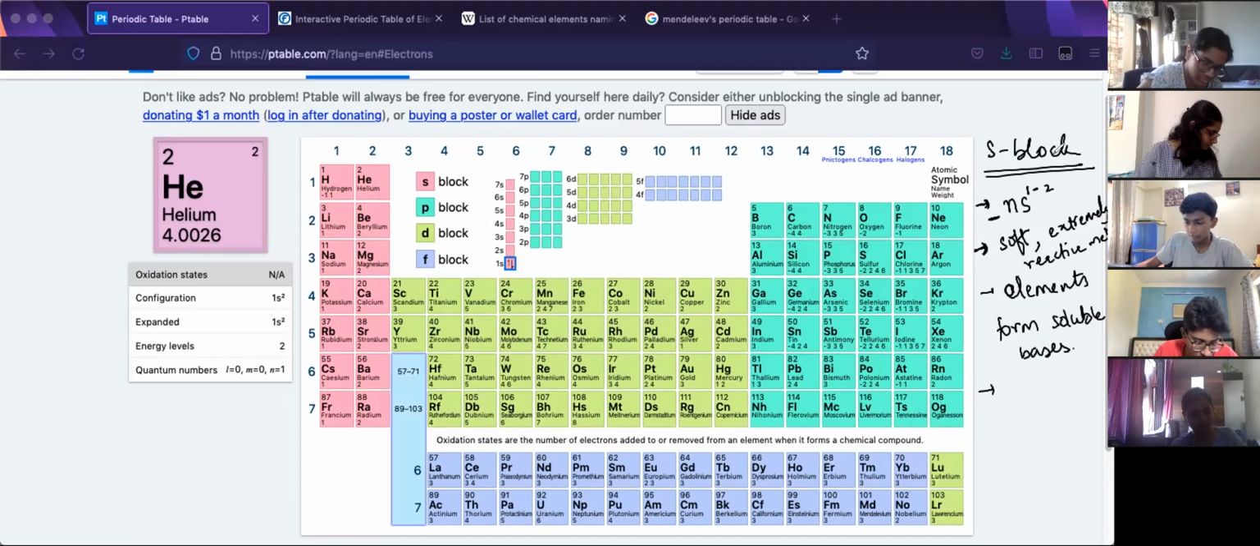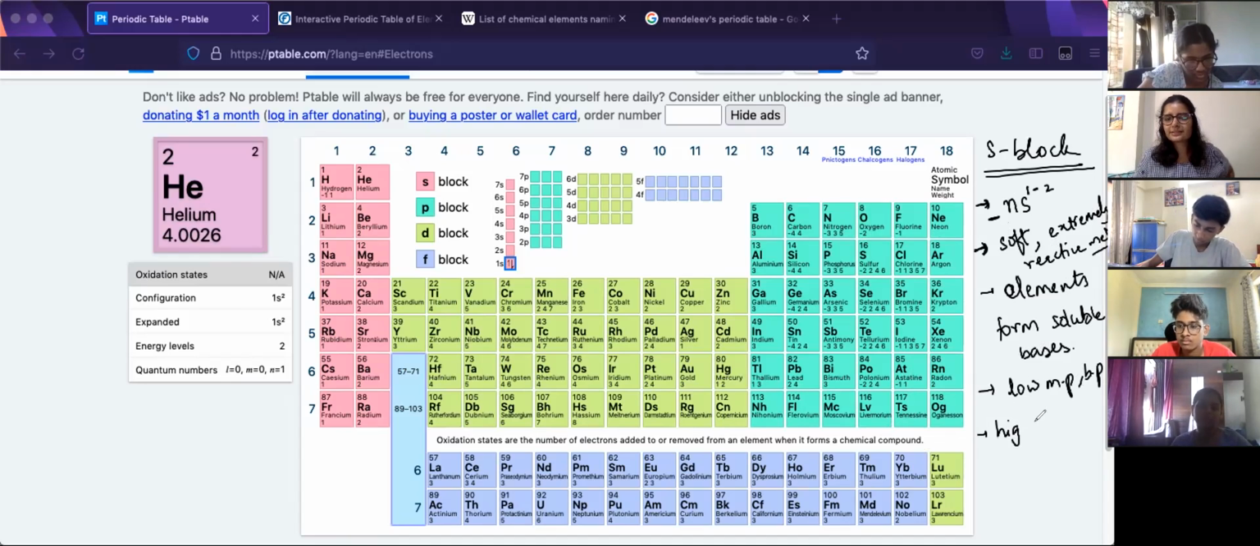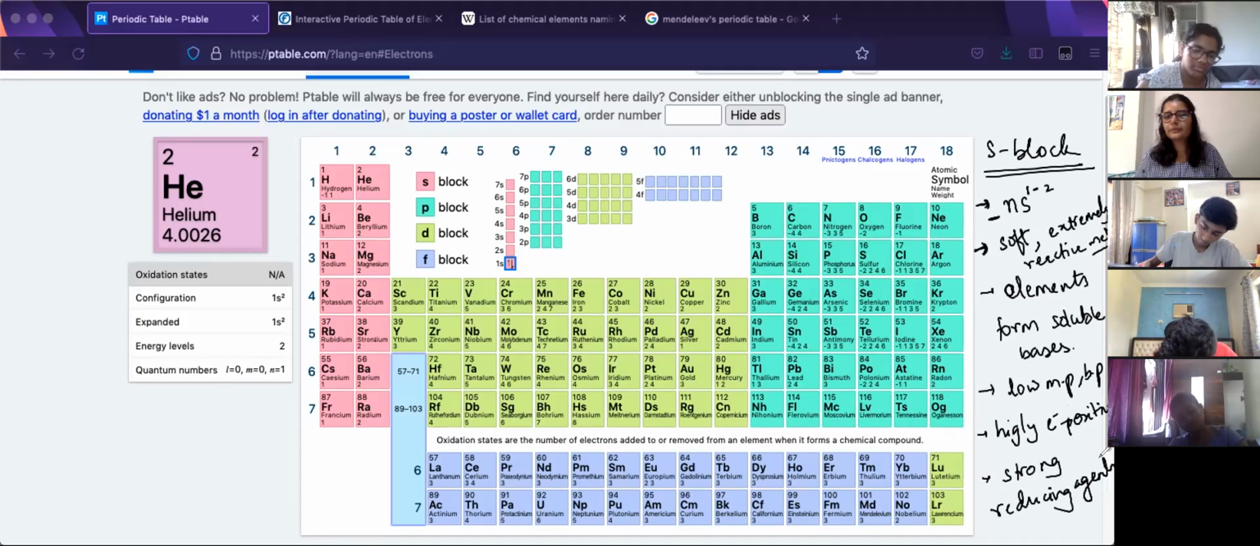What else do we talk about? Being soft, you can relate this to the fact that they have low melting and boiling points. They're highly reactive. Again, we kept saying they are all metals, so they're highly electropositive metals. They can give away electrons easily, which again relates to their extreme reactivity. And the final thing, they're strong reducing agents. How much do you guys remember about oxidation and reduction, what it means, all of that stuff?